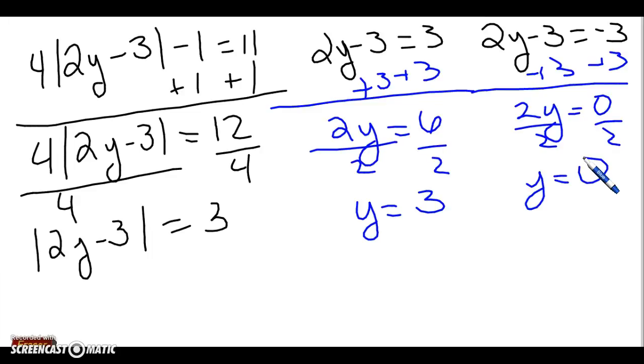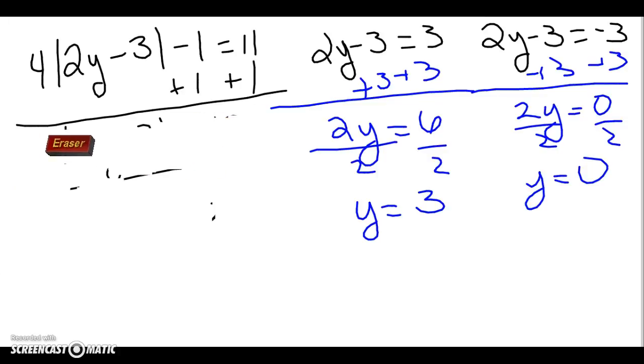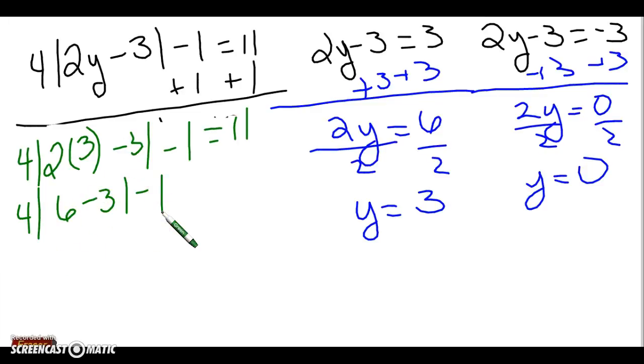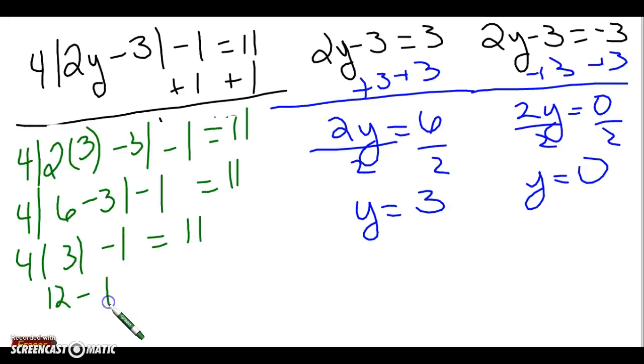I can plug them back in to see if they actually work out. I'm going to erase some of my work over here. So we have 4 times the absolute value of 2 times 3 minus 3, minus 1, and I want to see if it equals 11. So I get 4 times the absolute value of 6 minus 3, minus 1. 6 minus 3 is 3, minus 1, and I want to see if it equals 11. The absolute value of 3 is 3, so I get 12 minus 1. Well, 11 does equal 11, so that works out.